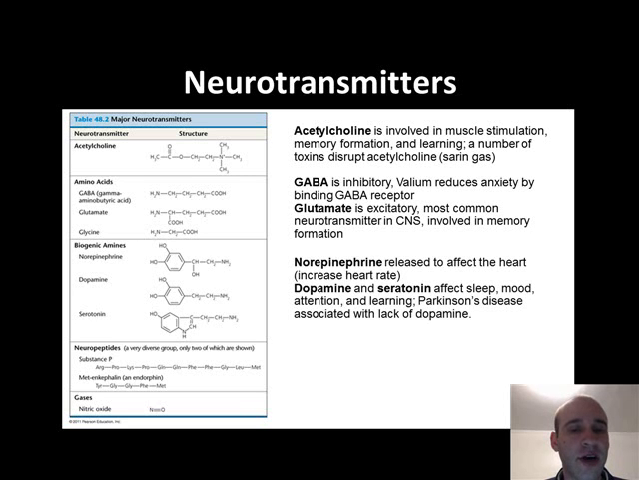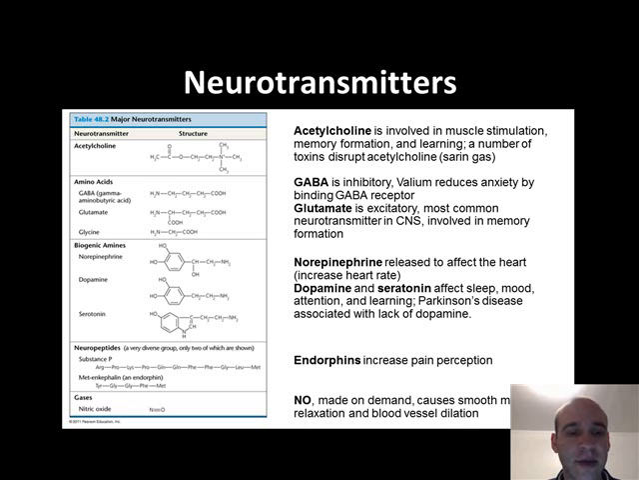Then we can see norepinephrine, right? And that is most commonly released to affect the heart, right? And it's increasing heart rate. And you can see dopamine and serotonin affect sleep, mood, and then actually, interestingly enough, Parkinson's disease is associated with a lack of dopamine. Endorphins, right? Those are something that increase your pain perception. So if you have a high rate of endorphins, you're able to kind of sense a greater amount of pain.